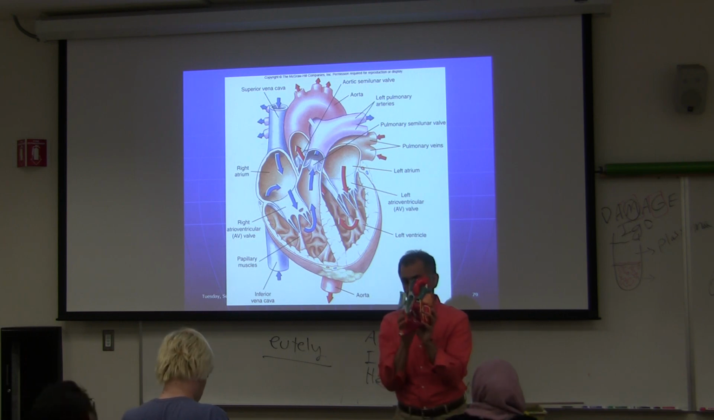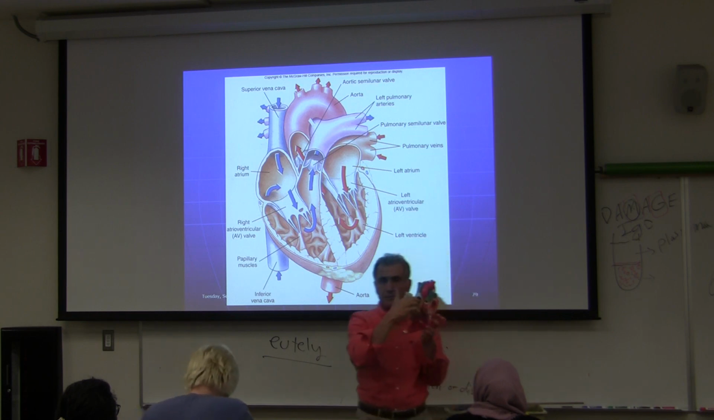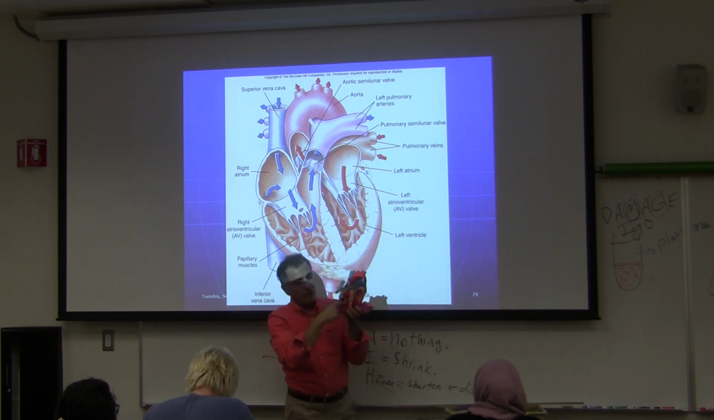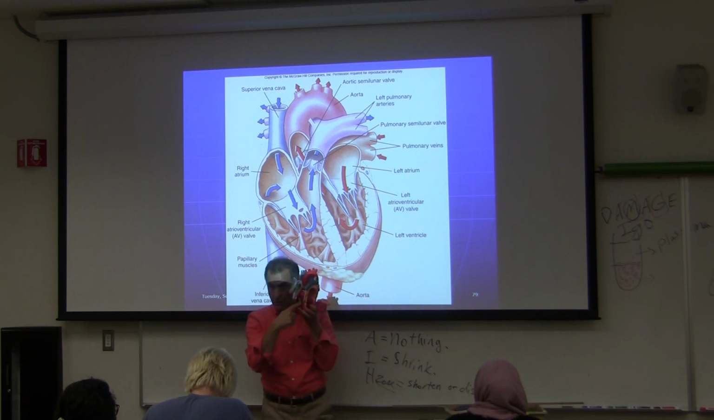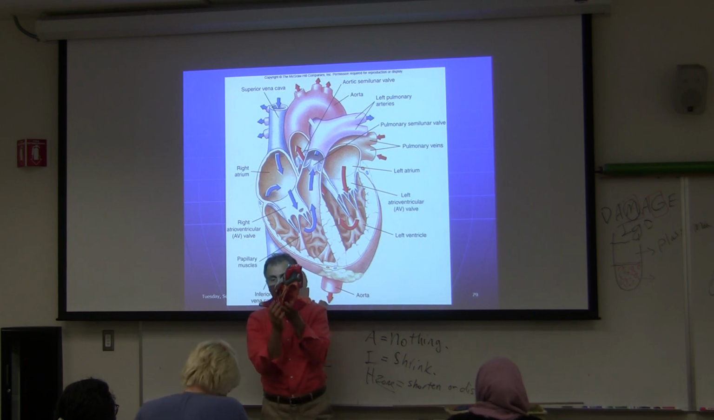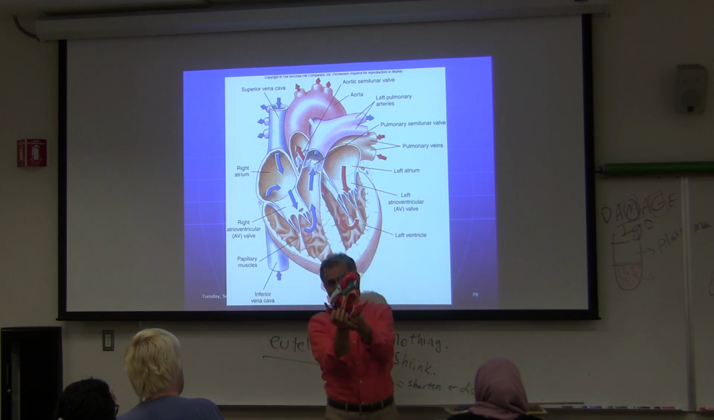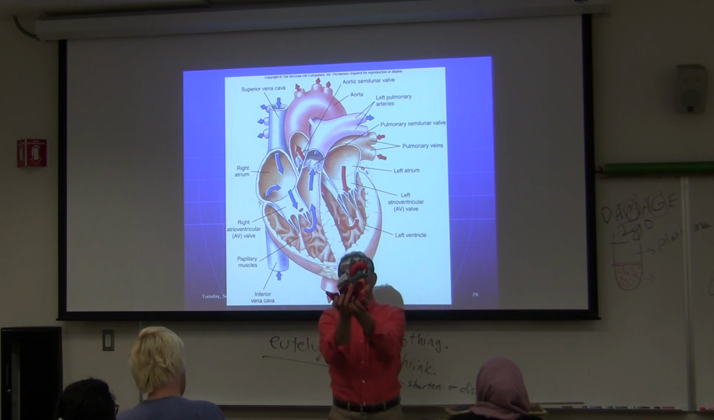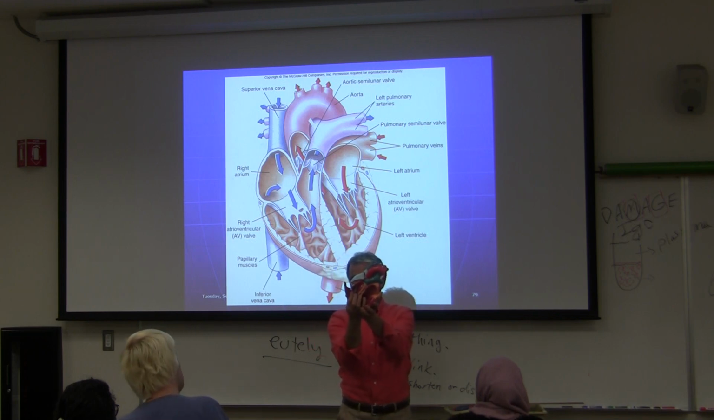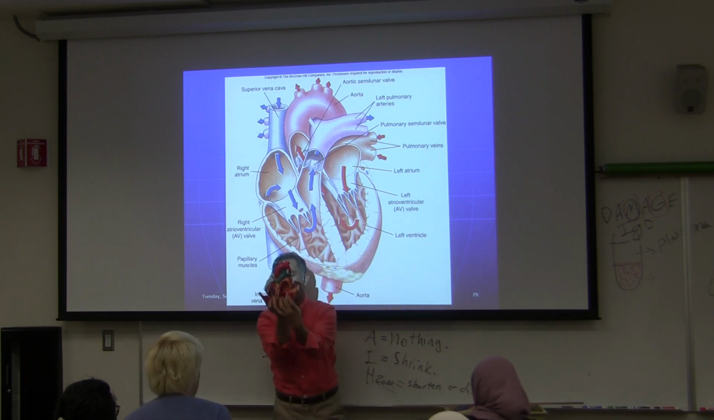4 chambers of the heart. Right atrium, right ventricle, left atrium, left ventricle. Quick question. Why is right atrium, right here, thinner than right ventricle? Look at the thickness of the muscle. Why is right ventricle thinner than left ventricle?